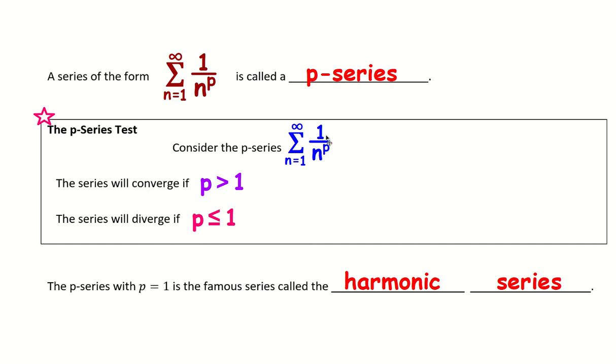Now, if you had 1 over n squared, if your p-value was 2, then it'd be 1 over 1 squared plus 1 over 2 squared plus 1 over 3 squared plus 1 over 4 squared plus 1 over 5 squared plus 1 over 6 squared. That converges to something. But if you had 1 over n to the -1 power, or 1 over the square root of n, that would diverge.